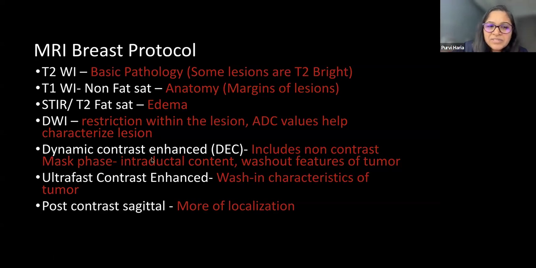The most important sequence in breast MR is dynamic contrast, which is the most important sequence to be acquired. With ultrafast, versus the routine or conventional dynamic sequence, we majorly talk about washout kinetics, whereas with this newer ultrafast sequence, which has now become a favorite with a lot of radiologists, we talk about the wash-in characteristic of the lesion. I'll discuss each of these in detail.